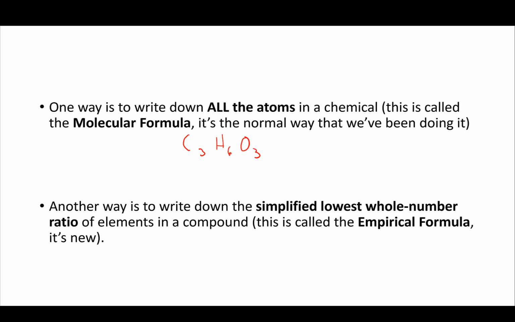Now there's another way, which is to write down a simplified version. So you can write down the simplified lowest whole number ratio of the elements, called the empirical formula. I haven't taught it to you before. In this case, really you have 3 carbons, 6 hydrogens, 3 oxygens, but notice all these numbers are divisible by 3. So you can imagine a simplified version of this, CH2O. Because if you take all these numbers and divide them by 3, 3 divided by 3, 6 divided by 3, 3 divided by 3, that would simplify to be 1, this would be 2, and that would be 1. So this thing that we're learning, the empirical formula, is the simplified lowest numbers that you could be using.